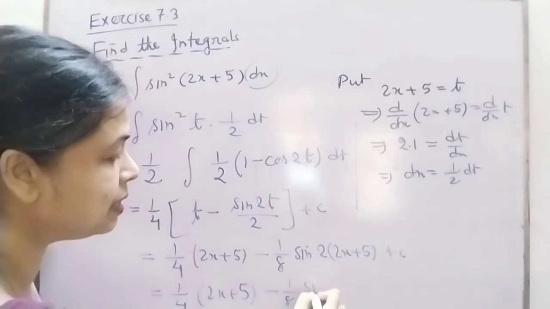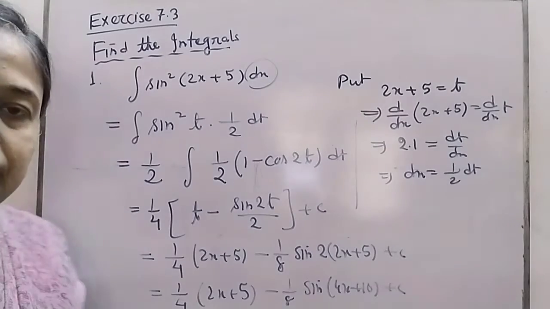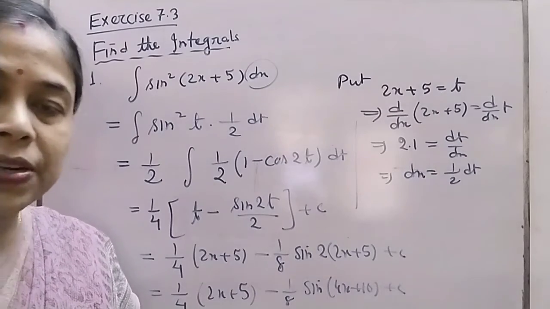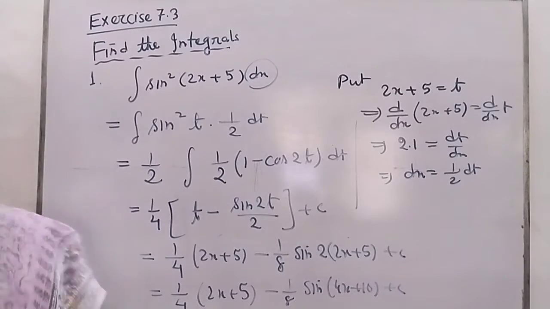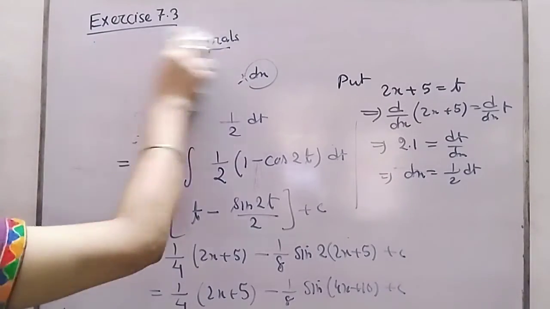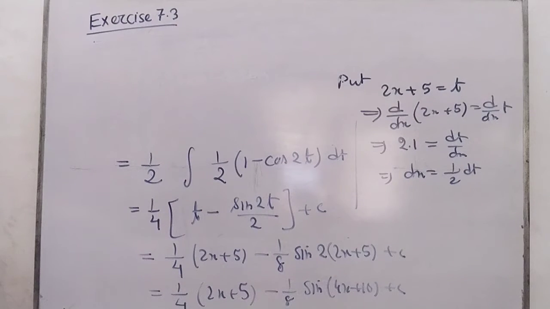Minus 1 by 8, this can be written as sine of 4x plus 10, if you want to write it like that. So the first solution is completed. Hope you understand the method. Now I go to the next. All the questions are: integrate the following. So I now go to question number 2.